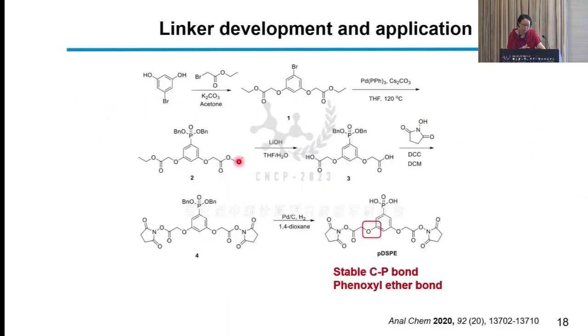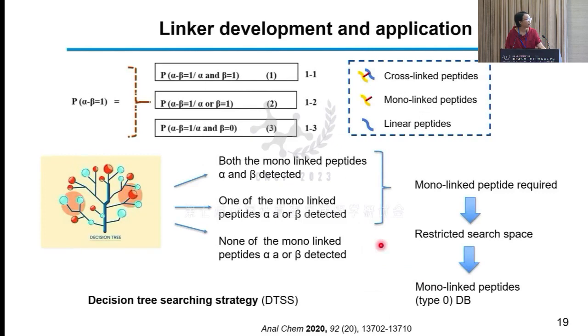And then the Fox linker was reported. In a variation of this cross-linker, we inserted a stable carbon-phosphorus bond. More importantly, our phenoxyl acid bond was inserted into this cross-linker. We assumed this linker would be cleaved in mass spectrometry. Unfortunately, it's very stable. It cannot be cleaved in mass spectrometry. However, in this research, we found another way to reduce the search space.